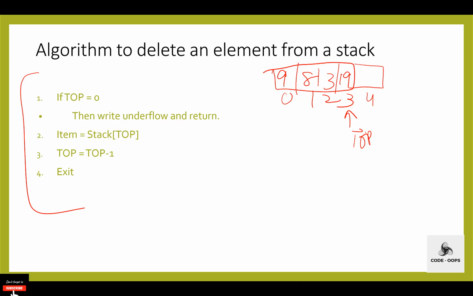Now this is a stack having 4 elements. The first step of algorithm is if top is equal to null. If top is equal to null means there is no element in a stack. If this condition is evaluated to be true, then write underflow and exit. Otherwise, item is equal to stack of top. Item is 19. 19 is at the top of the stack.